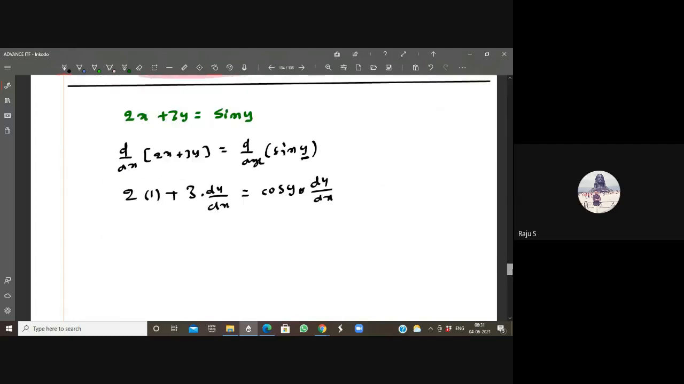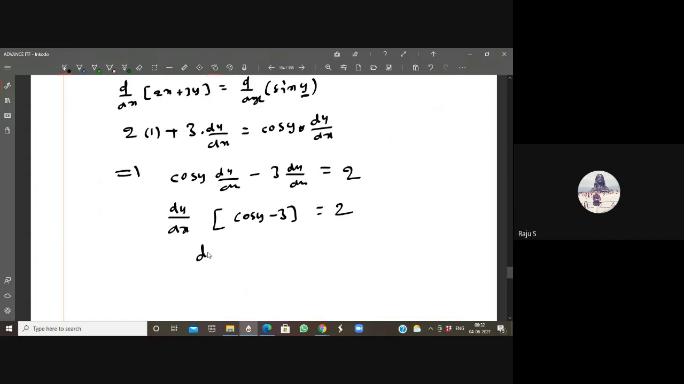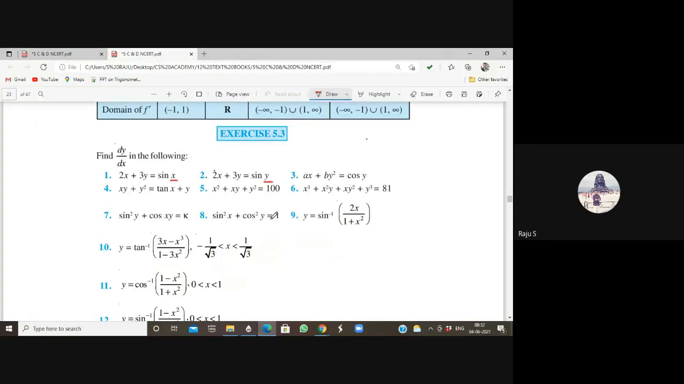Sin becomes cos y, again the y derivative is dy by dx. Now you can take the dy by dx terms to one side, so cos y dy by dx minus 3 dy by dx is equal to 2. Now take dy by dx common. Then it is cos y minus 3 times dy by dx is equal to 2. Finally, dy by dx is 2 by cos y minus 3. This is the dy by dx value. Easy. Question number 2, you can try.